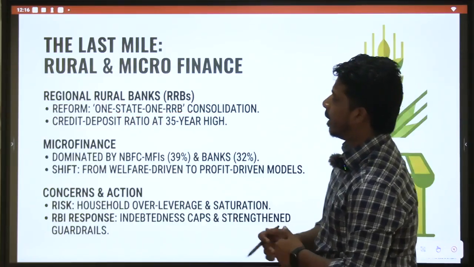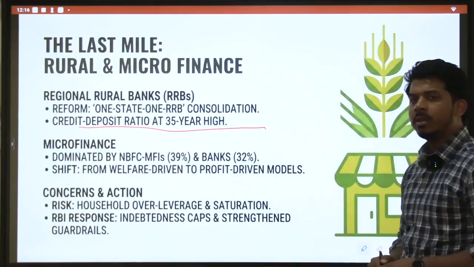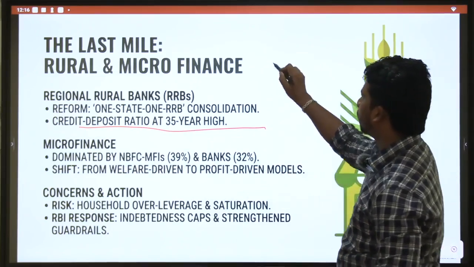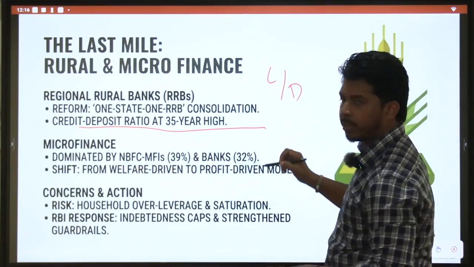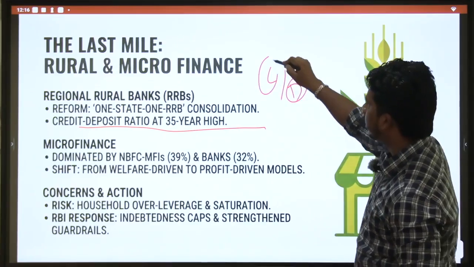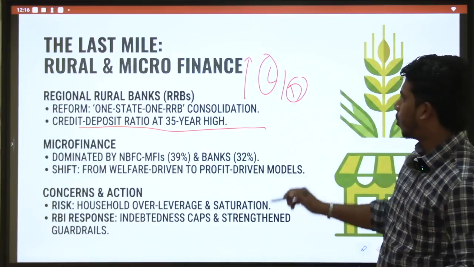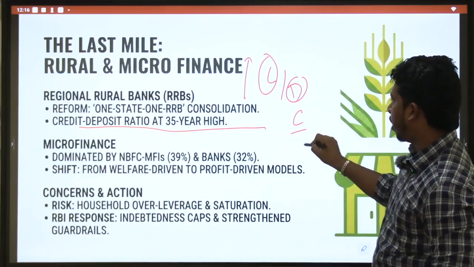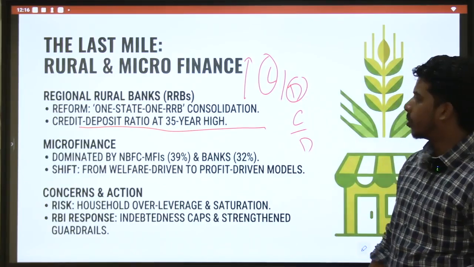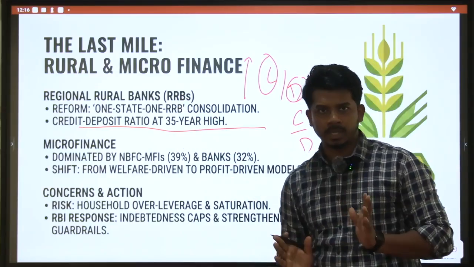Okay, but these banks have a credit to deposit ratio at a 35-year high. This credit to deposit ratio means banks take deposits and they give credit. The more loans they give, the more profitable they are. So the credit to deposit ratio should always be higher. It is at a 35-year high. So it is good. In a way, we are seeing some good aspects also.